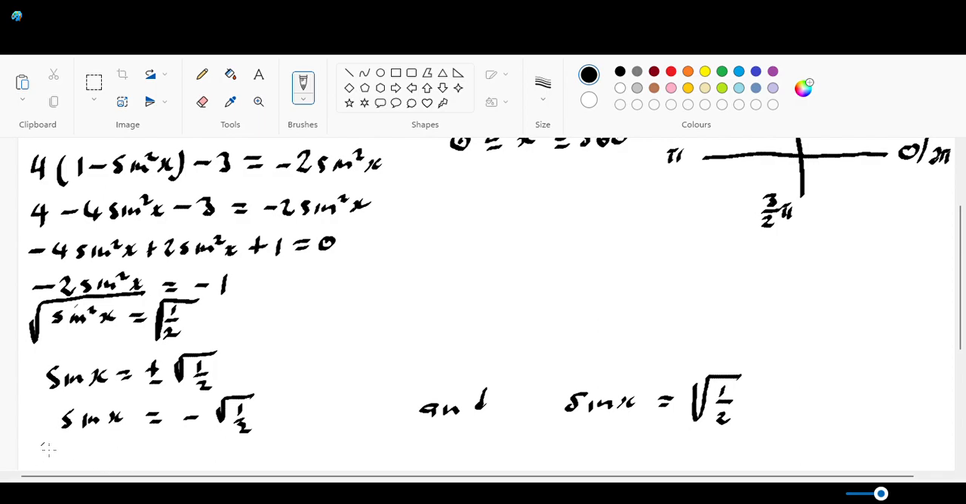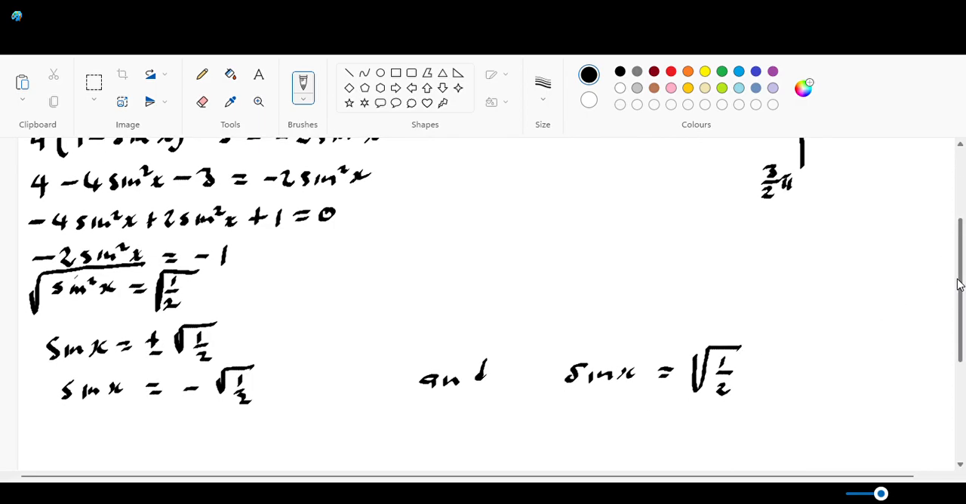So how are you going to do this one, guys? It's not much of a challenge. If you watched the previous video, they are quite similar. First of all, you need to find the acute angle. Since both of them have square root 1 over 2, you can just find the acute angle. So let's find what our acute angle is.